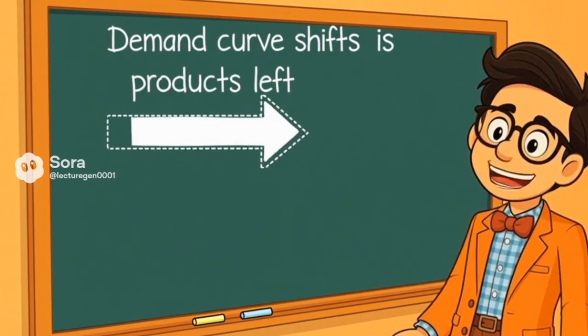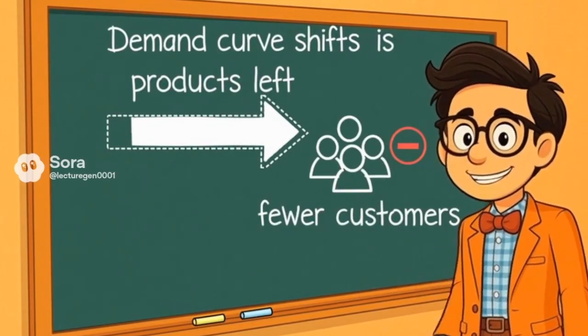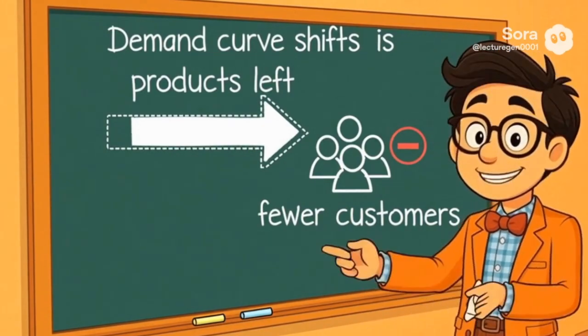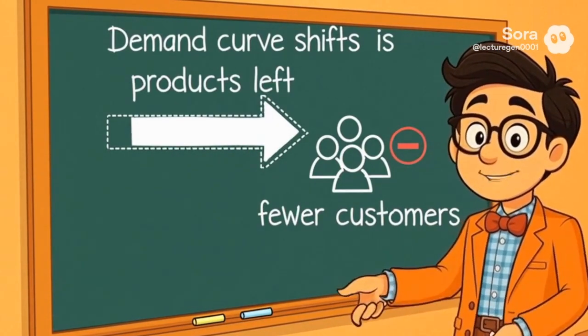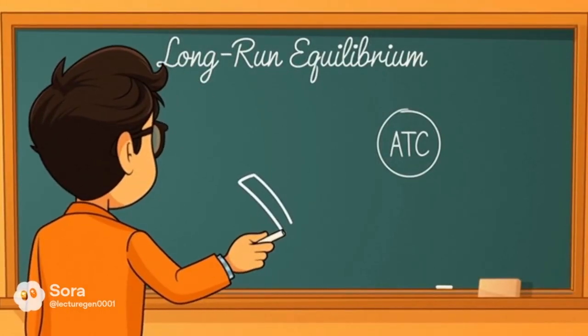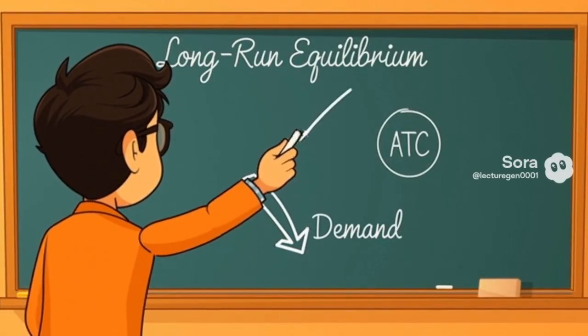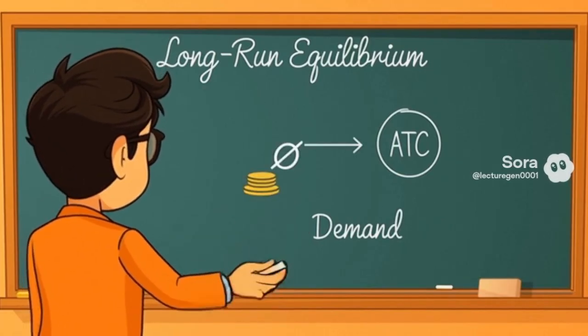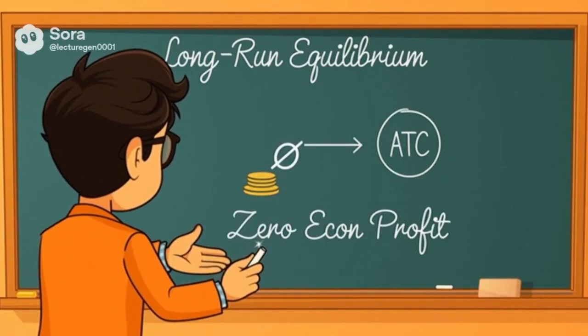As new firms enter with their own differentiated products, each existing firm's demand curve shifts left, fewer customers for each individual business. In long-run equilibrium, the demand curve shifts until it is tangent to the average total cost curve, meaning firms earn zero economic profit.